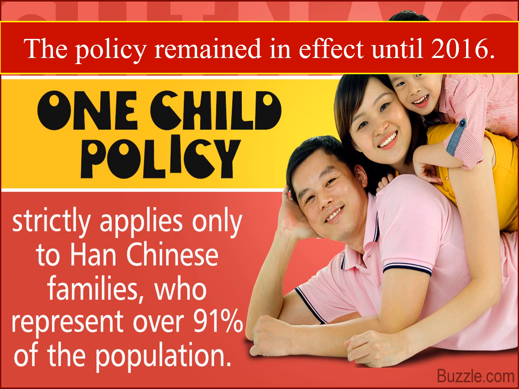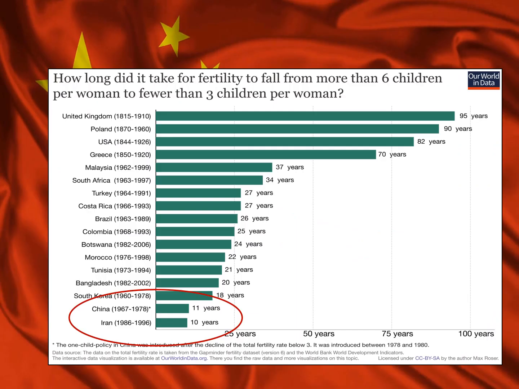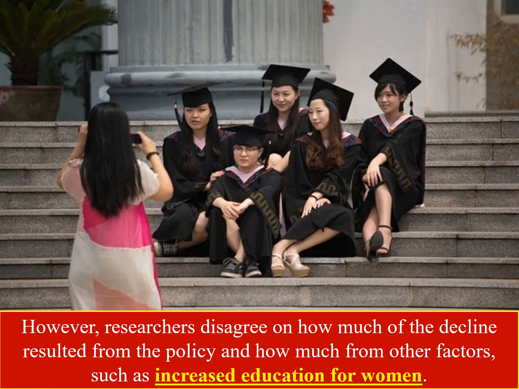The one-child policy remained in effect from 1979 until 2016, and because of the unintended consequences and also because of China's rapid development, they have relaxed the policy. During that time, though, we've seen China's fertility rate decrease significantly, and it was one of the fastest decreases the world's ever seen. However, researchers disagree on how much of the decline resulted from the policy and how much was from other factors, such as increased education for women.